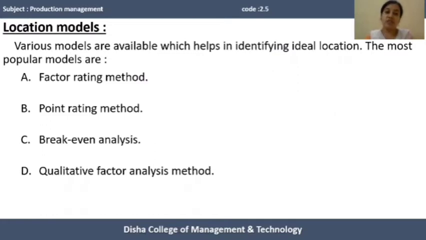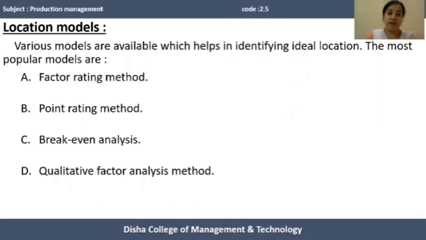So in that situation, what will the industrialist do? The industrialist can identify a good location for his plant by doing certain calculations, by adopting certain mathematical formulas. He can identify a good location for his plant. So for that reason, he has to adopt certain location models. With these location models, he can identify a good location for his plant. So these are the various location models which help an industrialist identify a good or an ideal location for his plant. So what are the models?